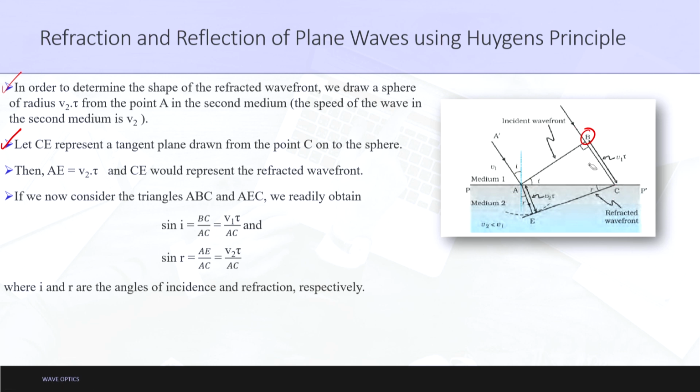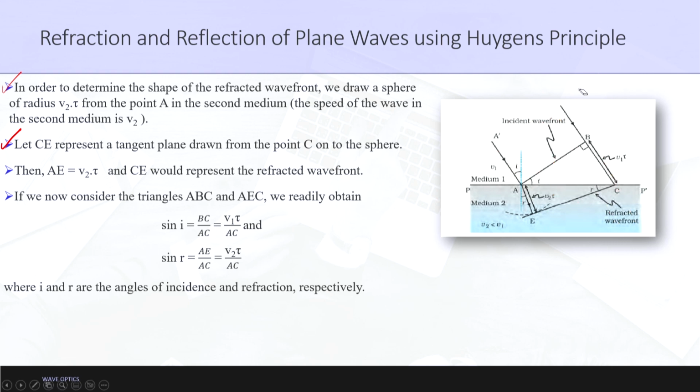Now it is quite evident that the direction of this and this will be parallel. So for construction we can make several lines like this which are parallel to A dash A, and then from a point V1 into tau we will make a line such that the perpendicular from this line passes through point A. So, this is the complete construction of the incident wavefront.